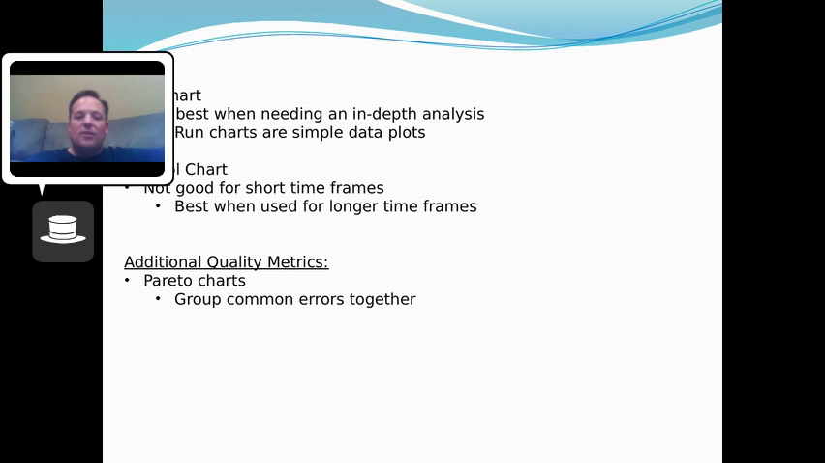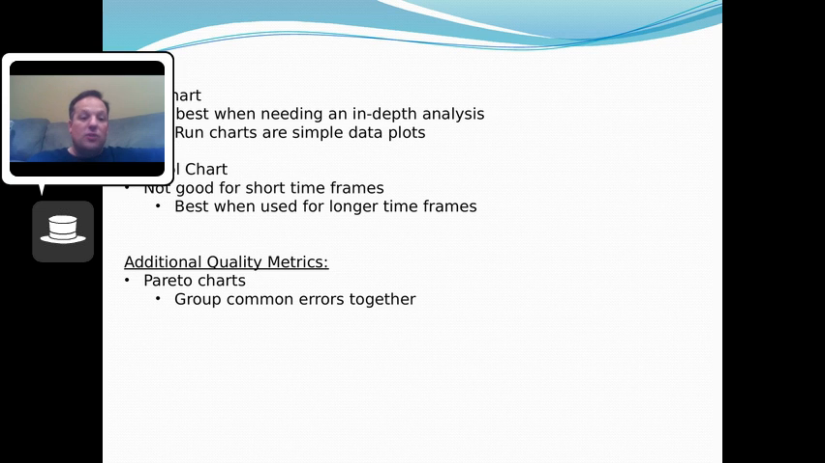Run charts here, the best use and the advantages and disadvantages for both the run charts and the control charts. Run charts are not best when needing an in-depth analysis. We saw on ours, it's a simple data plot, and we just did number of units sold in a month and then plotted that on a graph. It won't tell you profit, it won't tell you tax rate, it certainly won't say number of passed or failed units or any of that.